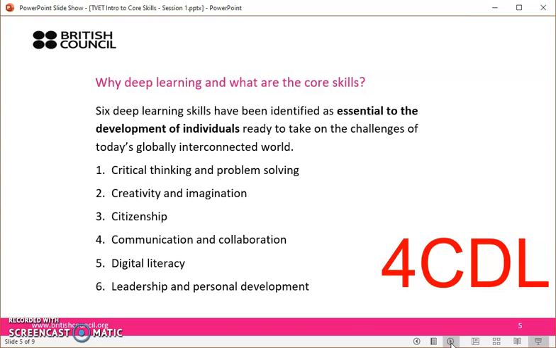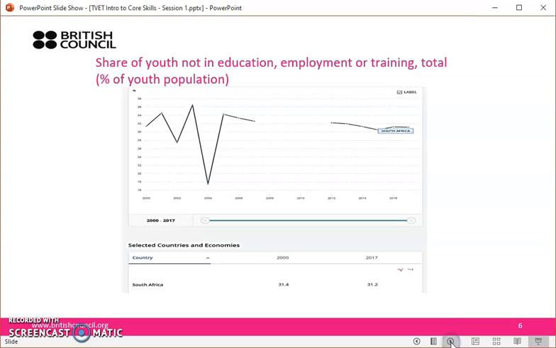So these 6 deep learning skills have been identified as essential to the development of individuals ready to take on the challenges of today's globally interconnected world. And we believe when students are empowered with these, they become more resourceful and more creative, and hence they are able to meaningfully engage with their community, either in terms of securing employment or in terms of starting their own ventures that will employ other people. Why are we doing this? Well, guess what?